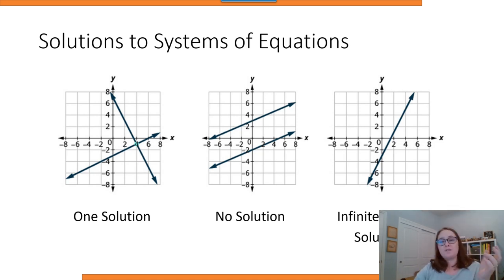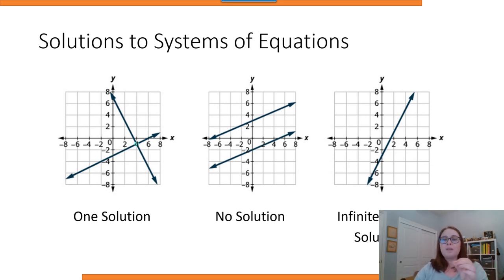So there are three scenarios visually that we can see for a system of equations. The one we just saw, where we have two equations that intersect at one point to give me one solution. It is possible to end up with a system where I have two lines that are parallel to each other and never intersect, in which case there is no solution to that system.